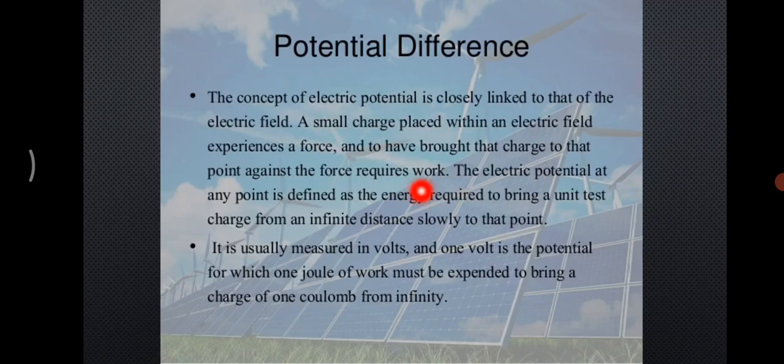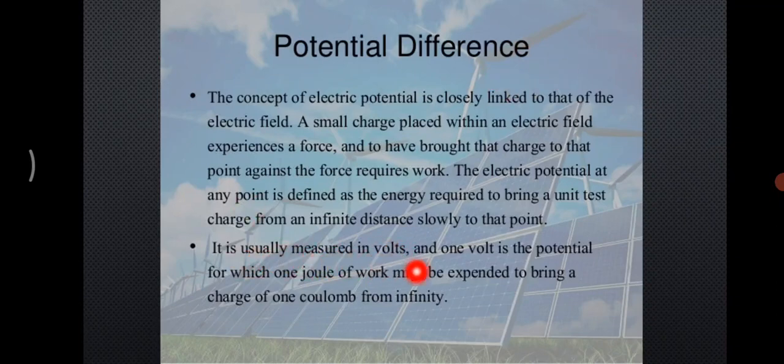See, this is the most important: the electrical potential at any point is defined as the energy required to bring a unit test charge from infinite distance slowly to that point. That's what we have said. So we are bringing a charge from one point. Suppose you are holding a wire at this point, from that point to this point we are bringing it. To bring that, we are doing work over there.